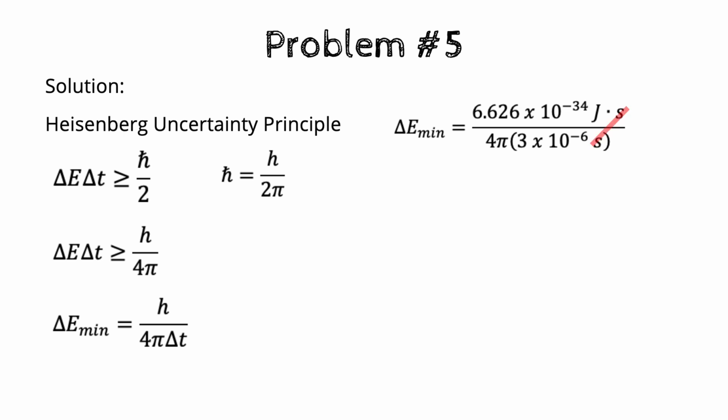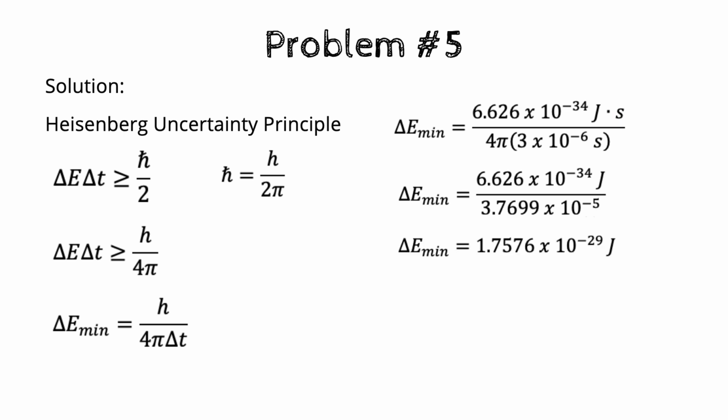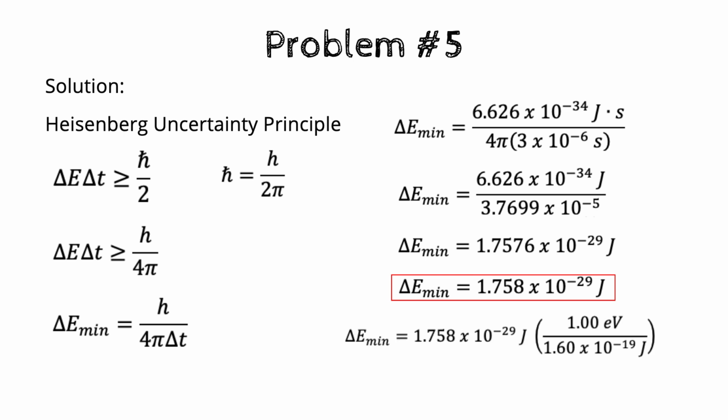Cancelling the units, we are only left with joule. Computing them, we get 1.7576 times 10 to the negative 29 joule, or 1.758 times 10 to the negative 29 joule. So the minimum uncertainty one can have in the measurement of a muon's energy is 1.758 times 10 to the negative 29 joule, or 1.10 times 10 to the negative 10 electron volt.